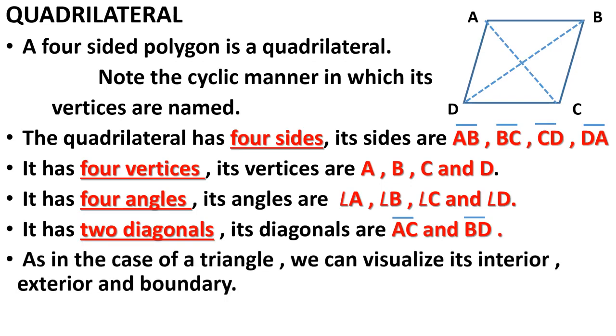As in the case of a triangle, we can visualize its interior, exterior and boundary. If the point is given in the interior region of the quadrilateral, that is called the interior point. If the point is given outside the boundary of the quadrilateral, then it is called the exterior point, and if any point is given on the boundary of a quadrilateral, that is called on the quadrilateral.